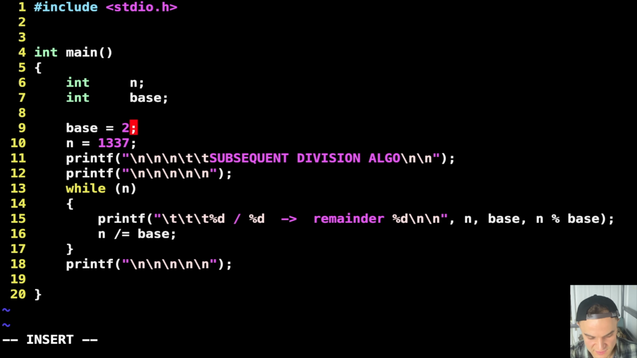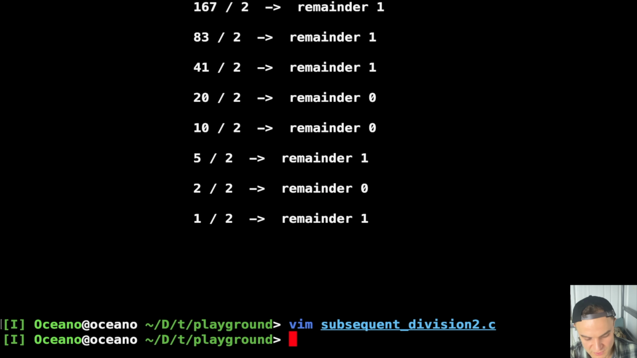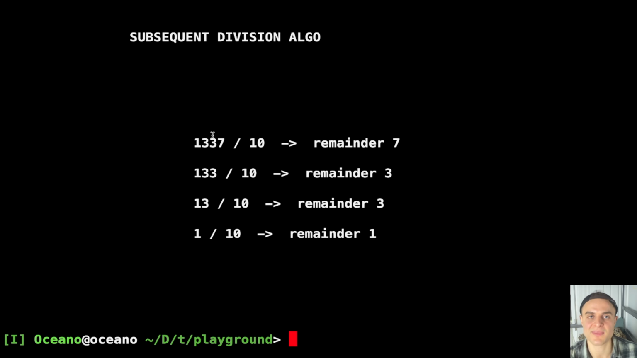Let's change the base this time. Base 10, okay? What is going to happen in your opinion? Look at that. What do I get? I get the number 1337. Of course, this is already in base 10, so doing this algorithm is going to give me back the exact same number.